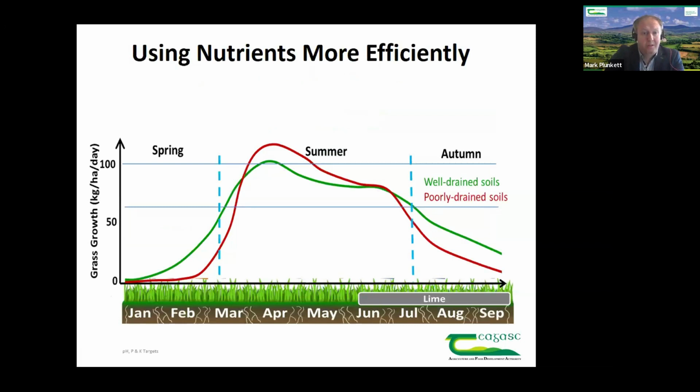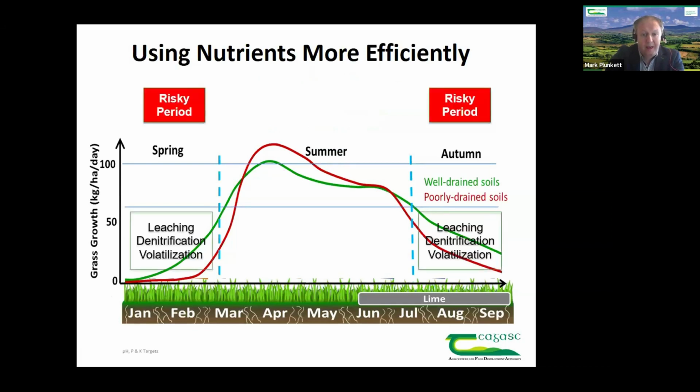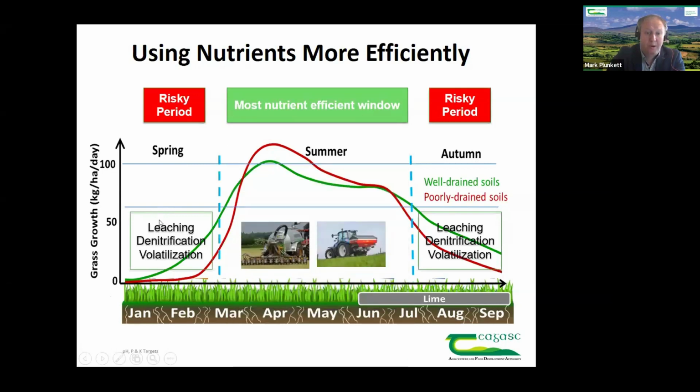So timings of applications, look, the name of the game, Thomas will refer to this in terms of potash, but we're trying to get the nutrient out of the risky timings in the early spring and late autumn, when we get a lot of soil drainage, possibly leaching, denitrification, and volatilization in terms of nitrogen. And we're trying to move into this more efficient window, sort of March to July, in terms of increasing nutrient use efficiency on farm.